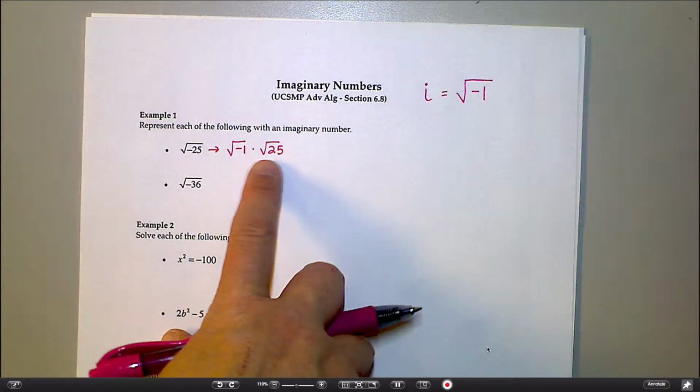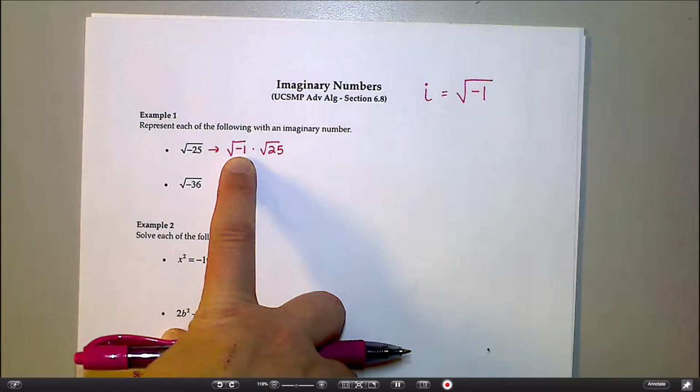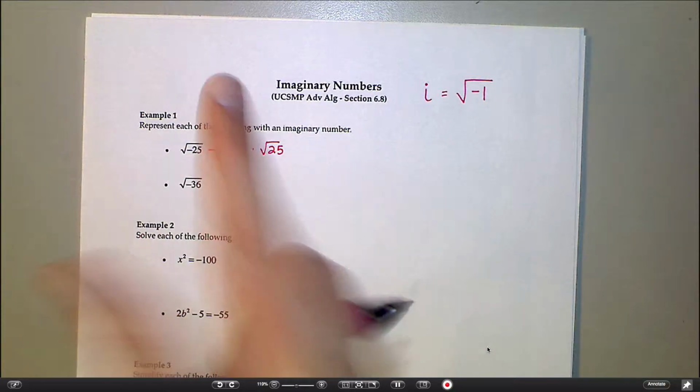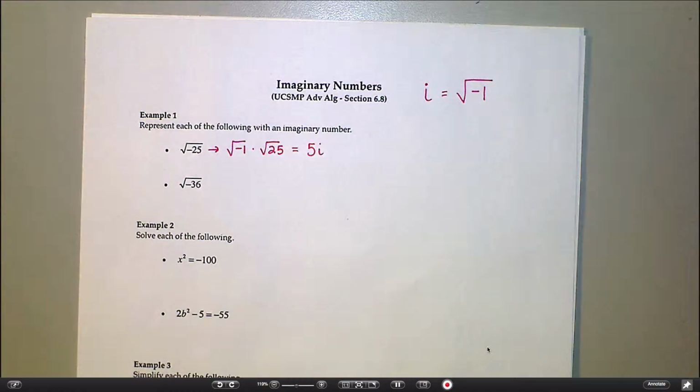Now, what's the square root of 25? 5. And then what did we say square root of negative 1 was? i. So we write our answer as 5i. It's really that simple. Okay? So when you're taking a square root of a negative, as long as imaginary numbers are fair game, you just take the square root of the number and tack an i onto it.